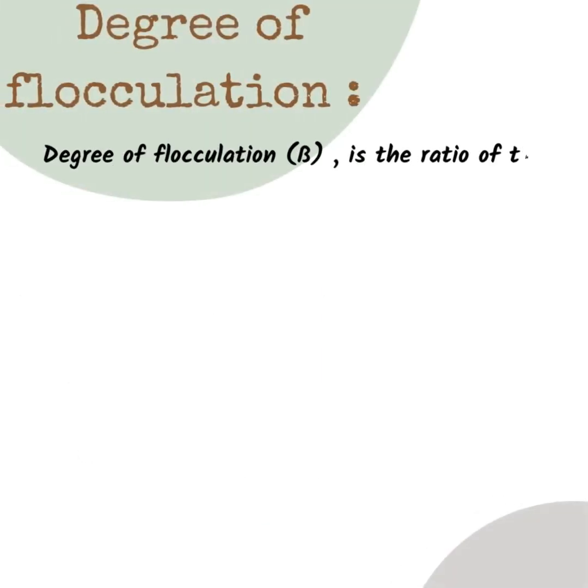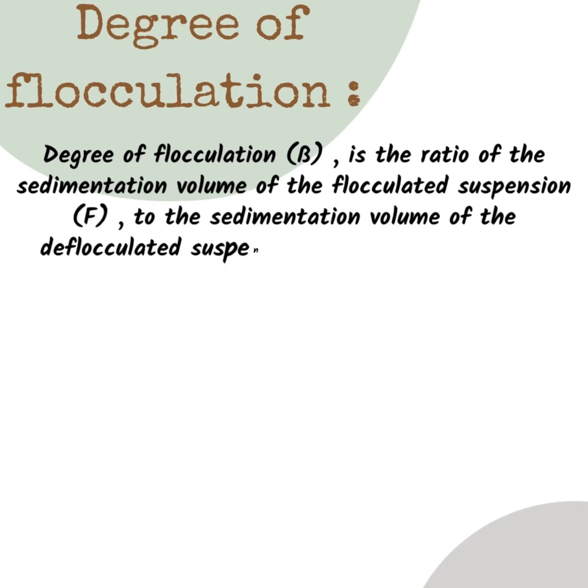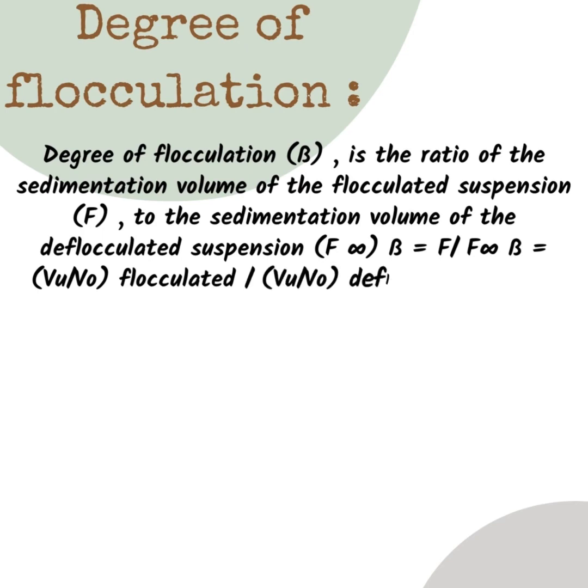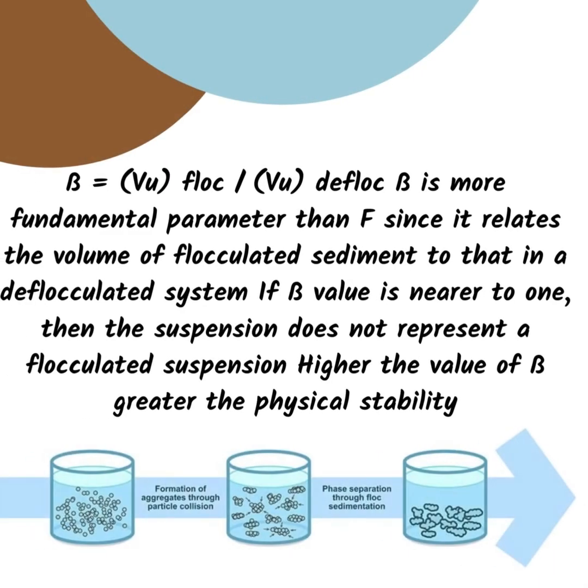Degree of flocculation is the ratio of the sedimentation volume of the flocculated to the sedimented volume of the deflocculated, and this is the law. The total volume of both flocculated and deflocculated suspension is the same. Beta is a more fundamental parameter than F, since it relates the volume of flocculated sediment to that in the deflocculated system. If the beta value is nearer to 1, then the suspension does not represent a flocculated suspension.